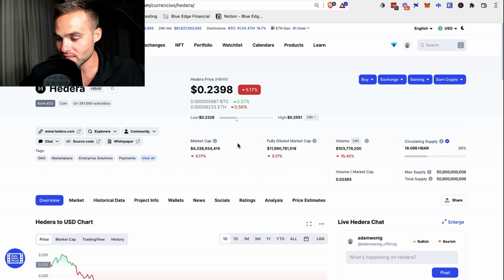So one thing that I like to look at is the difference between the market cap and the fully diluted market cap. And this can help us make better investment decisions.